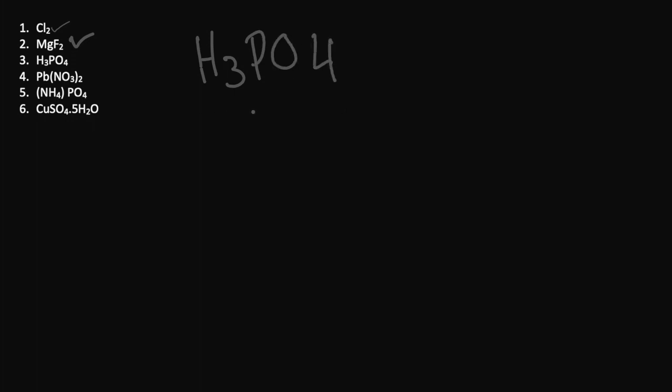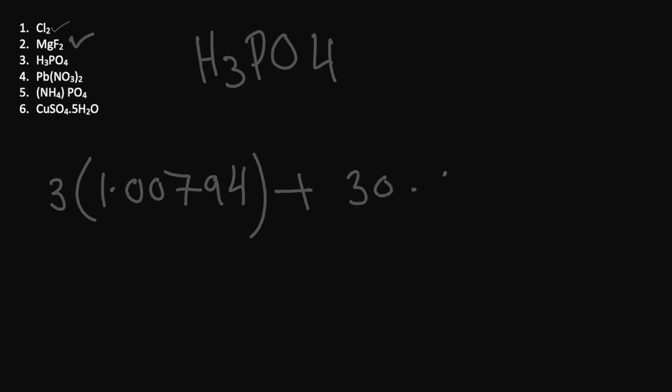For number 3, we have H3PO4. That's also known as phosphoric acid. We need to first find the atomic mass of hydrogen. The atomic mass of hydrogen is 1.00794. But we have to times this with 3, because we have 3 moles of hydrogen. Then we write plus. We have to find the atomic mass of phosphorus, 30.97376. We have to times this with 1 if you want, but if you don't want, you can also leave it without timesing it with 1.